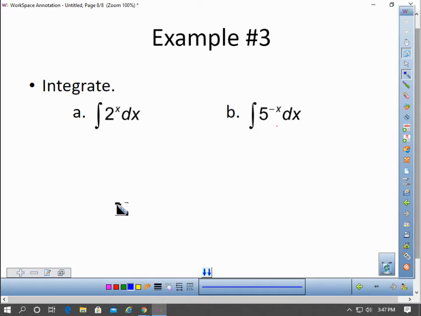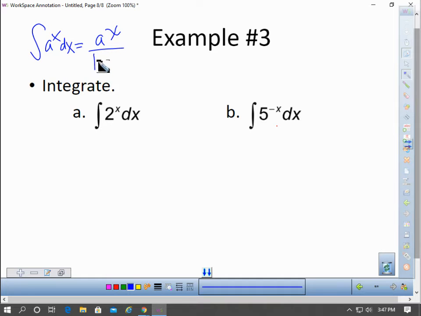All right, so if you remember, to integrate a base that is not base e, it's its own antiderivative, but then you have to divide by the natural log of the base and then add that plus C. So this one's pretty straightforward here. We just have 2 to the x. So it's its own antiderivative, but then we have to divide by the natural log of the base, which is 2, and then add my plus C.